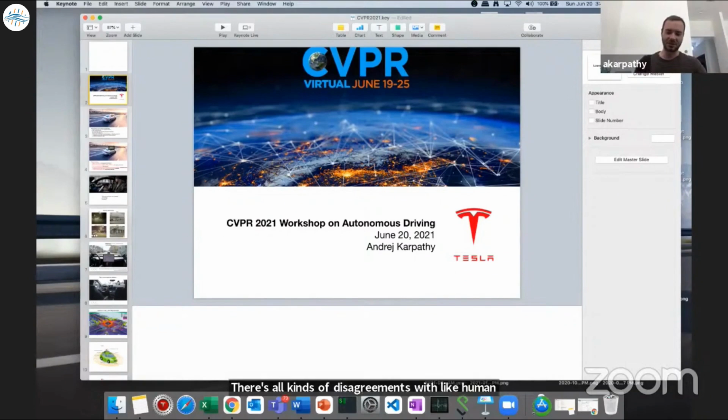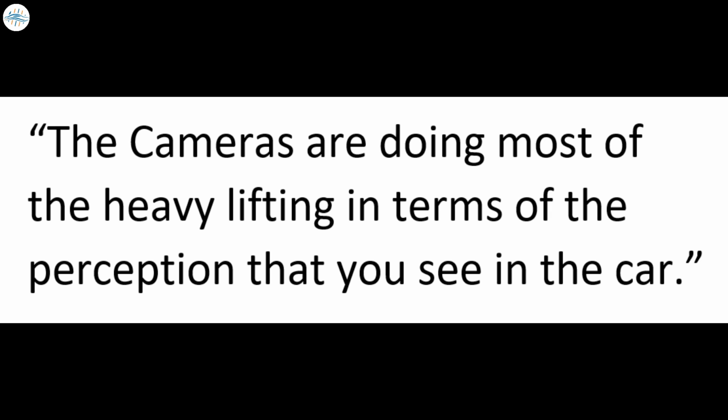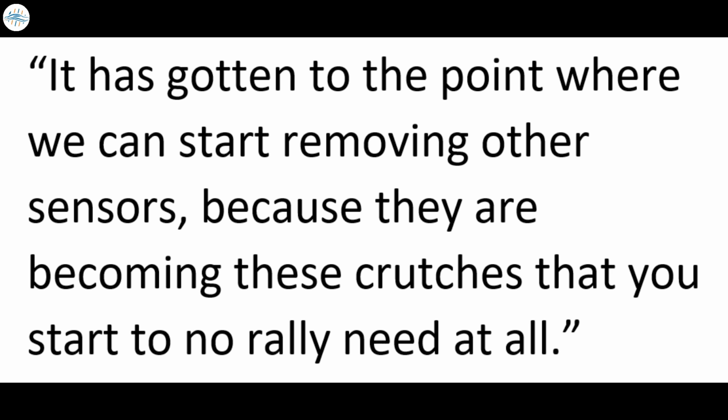In this particular presentation, Andrej mentioned that the quality of data that they are getting from cameras right now is better than that of the data they're getting from their radar sensors. Here's how Andrej described it in his own words: "The vision system that we had been building over the last few years has been getting so incredibly good that it's kind of leaving a lot of the other sensors in the dust." He also went on to mention that the cameras are doing most of the heavy lifting in terms of the perception that you see in the car. Later on, he added, "It's gotten to the point where we can start removing other sensors because they are becoming these crutches that you start to not really need at all."